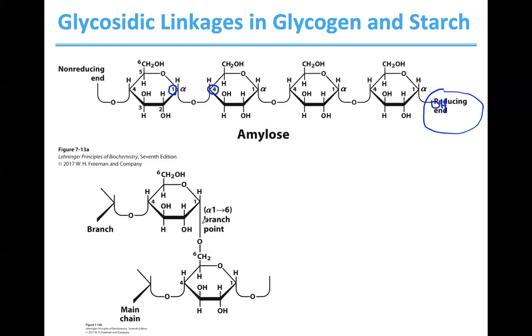So you can see here, let's say this is the main chain. So you have 1 to 4, 1 to 4, 1 to 4. But then at some point, every 24 to 30 residues, there will be 1 to 6. And then you have another branch. Then you have another branch.